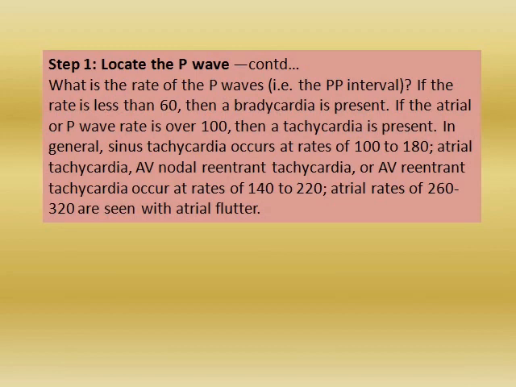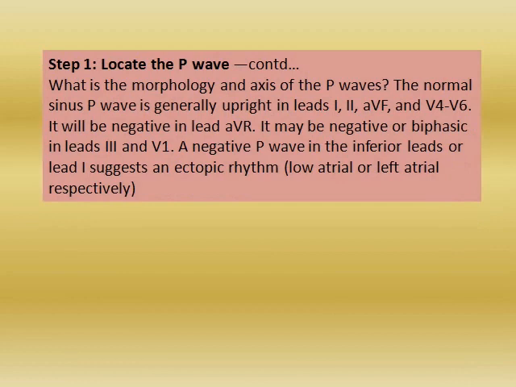In general, sinus tachycardia occurs at a rate of 100 to 180. Atrial tachycardia or AV node reentrant tachycardia occur at a rate of 140 to 220. Atrial rates of 260 to 320 are seen with atrial flutter. So that is actually the basis behind this classification on the basis of numbers in the previous algorithm, which I was telling in one of the previous videos.